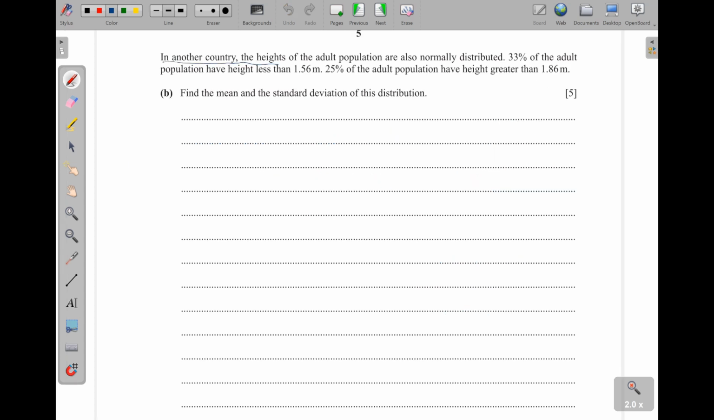In another country, the heights of the adult population are also normally distributed. 33% of the adult population have a height less than 1.56. 25% of the adult population have the height greater than 1.86. But B, find the mean and the standard deviation of this distribution. Now, we are having probability of x less than 1.56, which is equal to 0.33, because they said 33%.